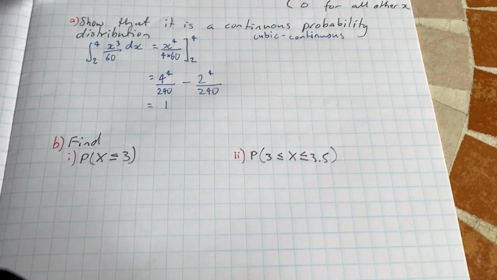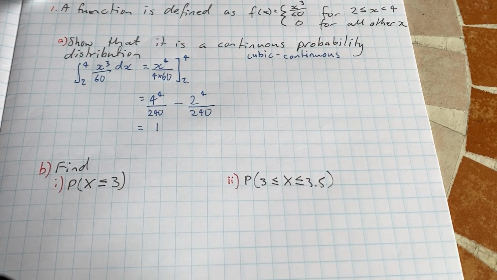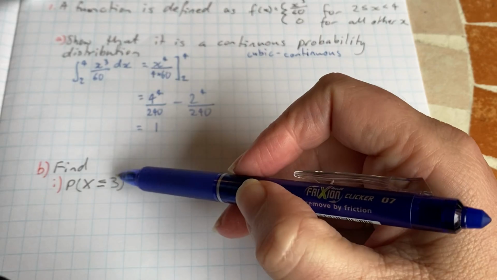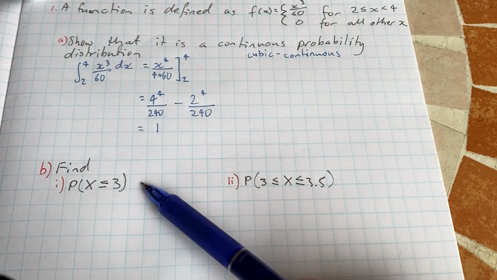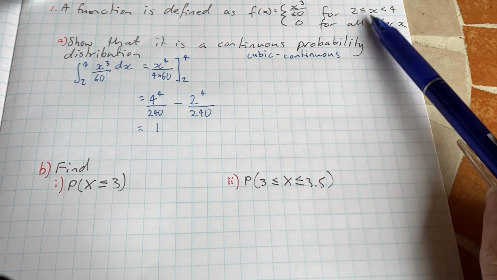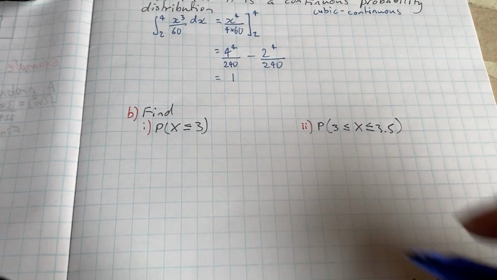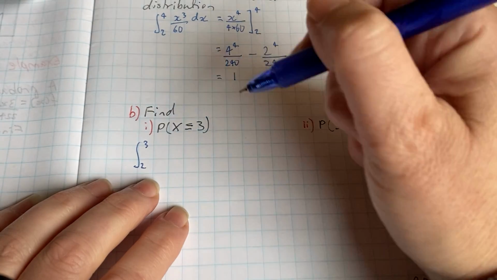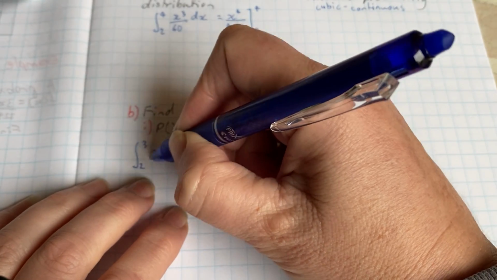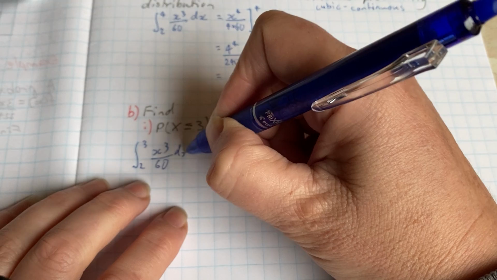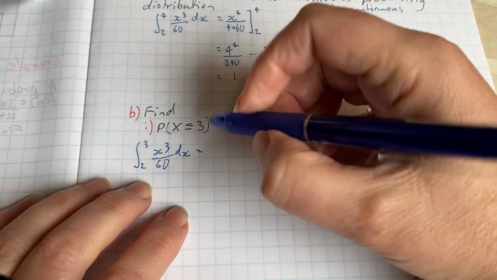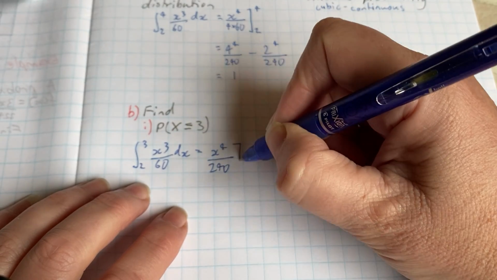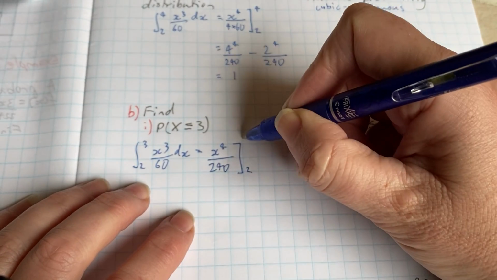Okay, so in part B, we're actually going to calculate some probabilities using this PDF. So the first one is the probability that x is less than or equal to 3. Now, the important thing here is to realize that our domain starts at 2. So that literally just means that we're finding the area under the curve between 2 and 3 of the same function, x cubed on 60 with respect to x. We've already integrated that above. We know that that was x to the power of 4 on 240. But this time it goes from 2 to 3.